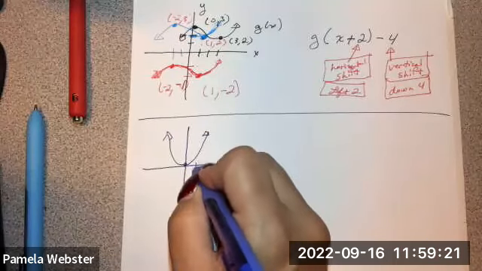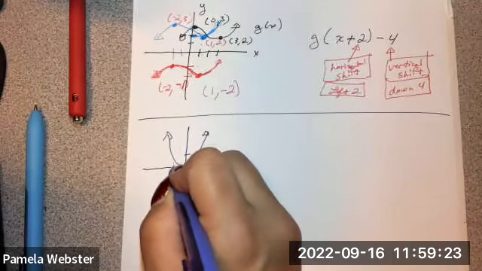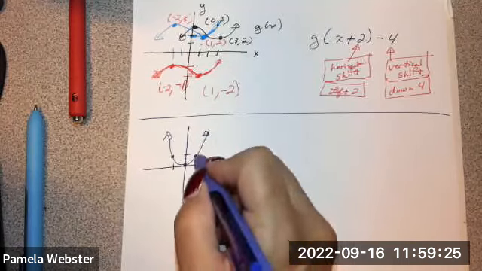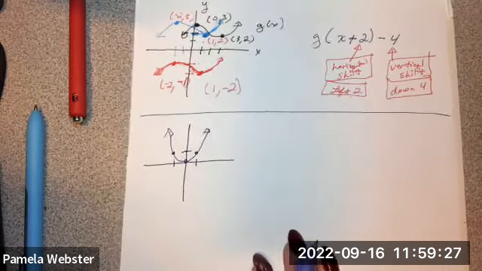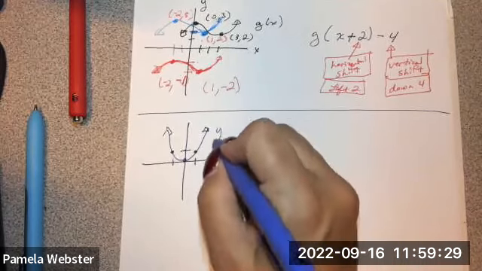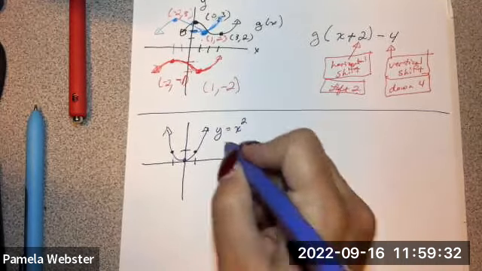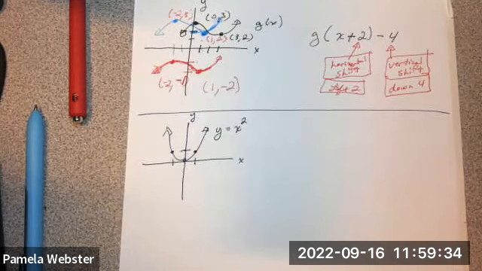We know this is 0, 0. If you need it, this is 1, 1 and negative 1, 1, right? So it might not look exactly symmetric, but it's supposed to be. We're going to say that's y equals x squared. There's my x, there's my y. Okay, so that's the original.